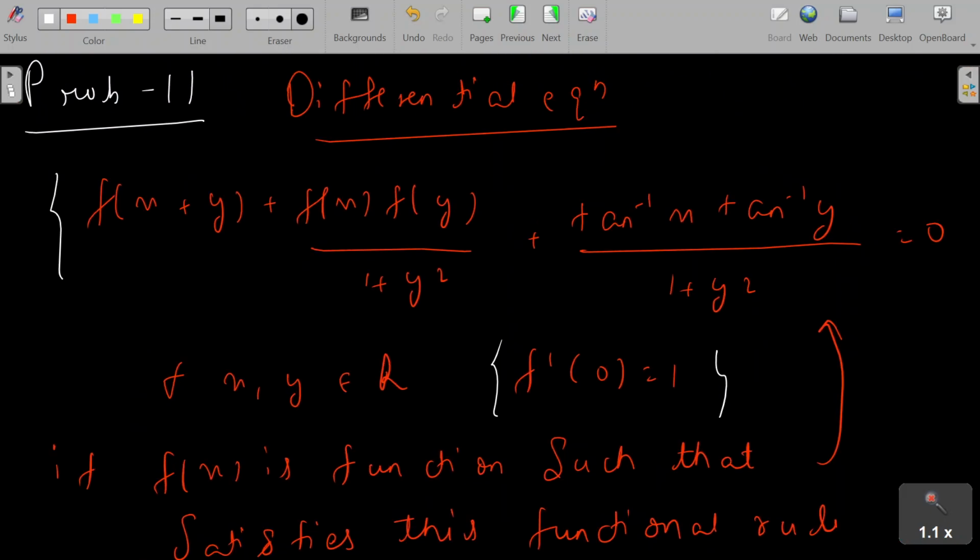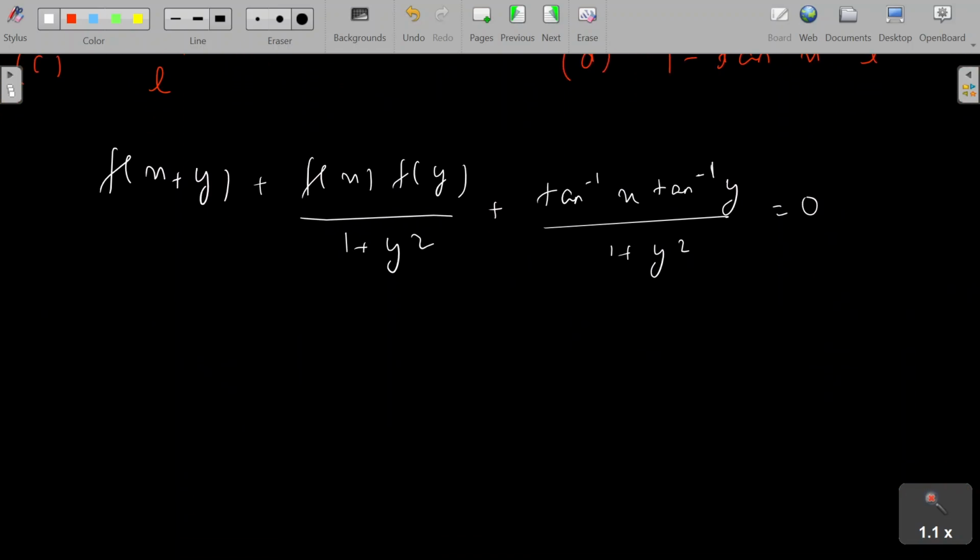And it is given f dash 0 equal to 1. F dash 0 is equal to 1. Okay.